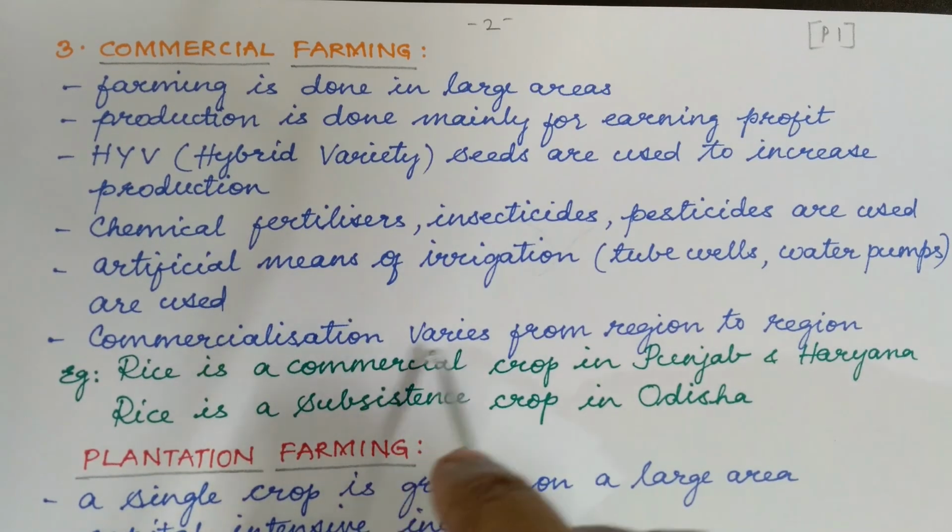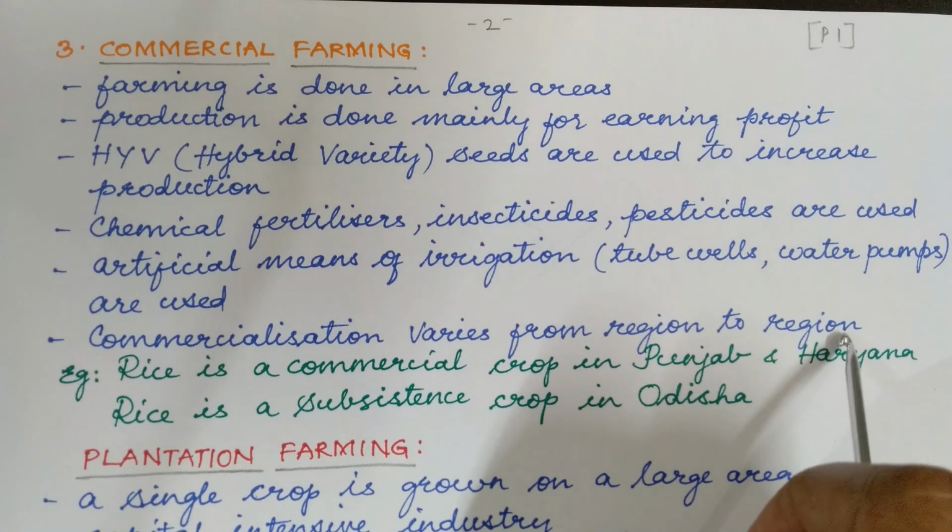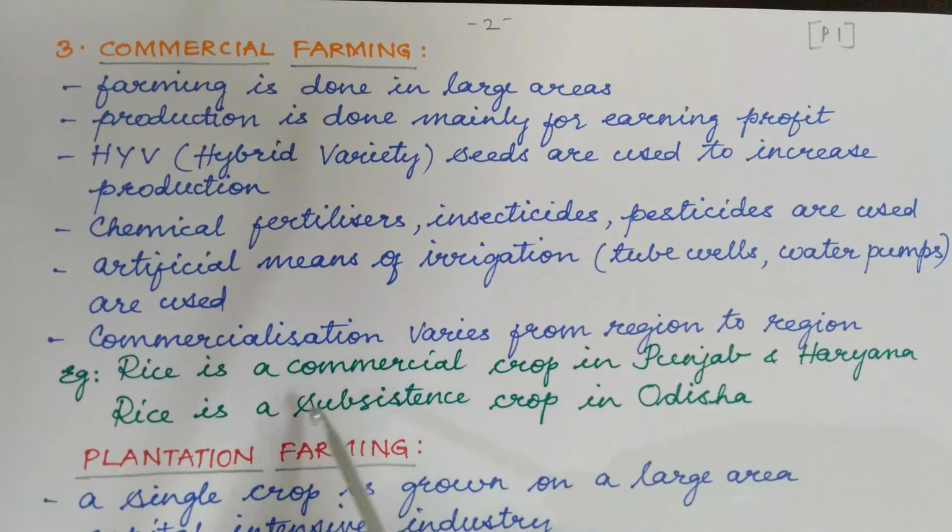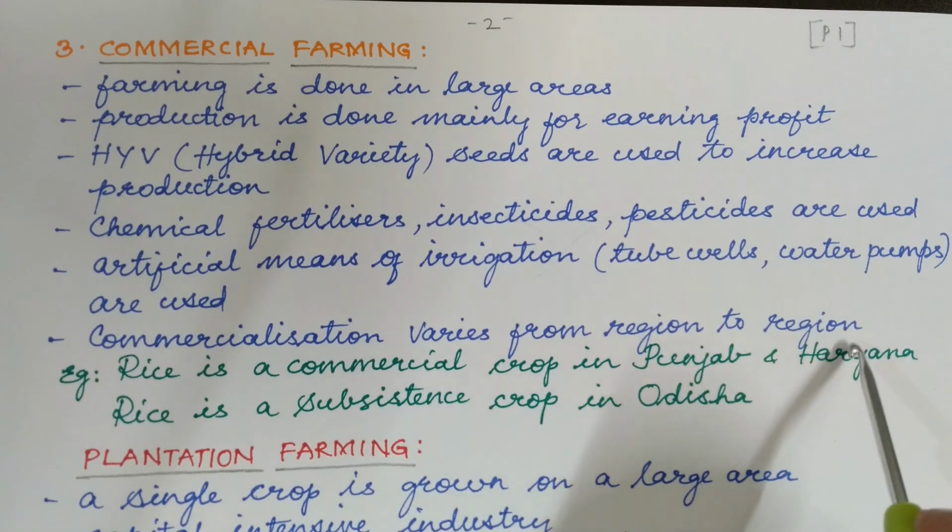Here, commercialization varies from one region to the other. What does that mean? For example, rice is a commercial crop in Punjab and Haryana, whereas it is a subsistence crop in Odisha. Punjab and Haryana grow rice in order to export it, whereas Odisha grows rice for self-consumption. So that is the meaning of commercialization varies from region to region.